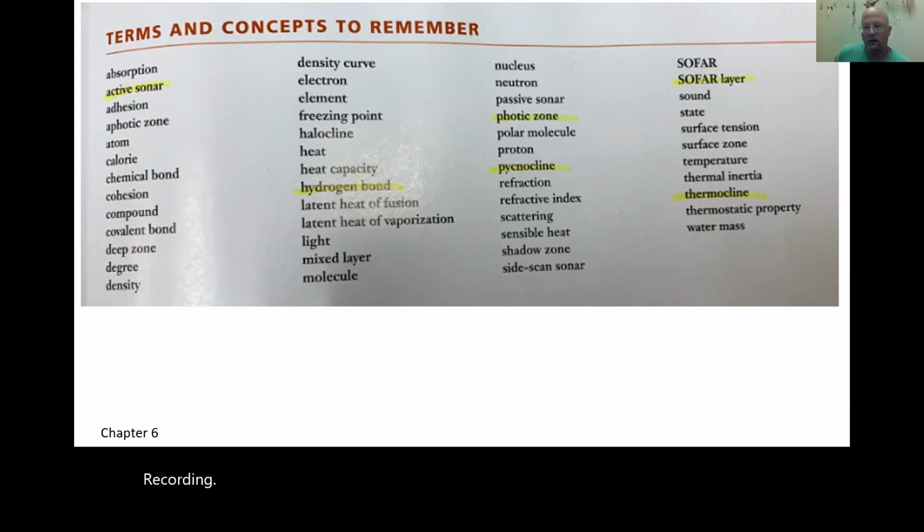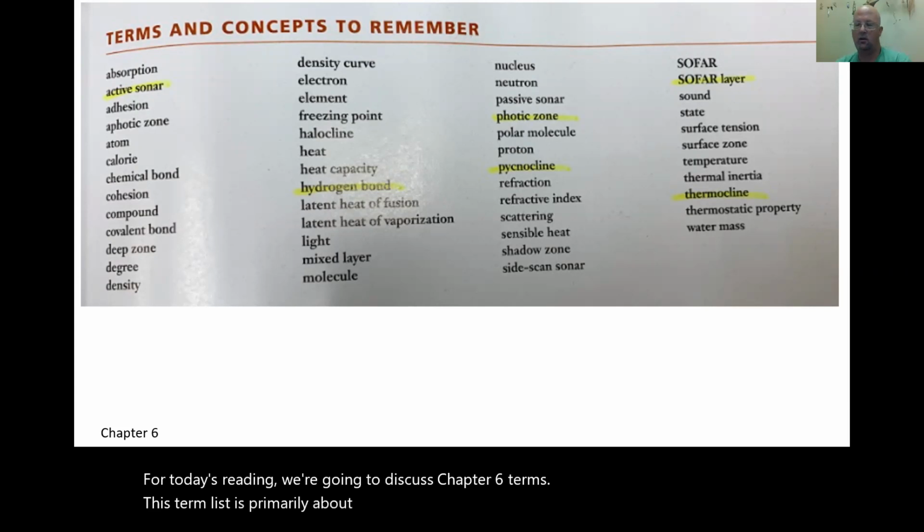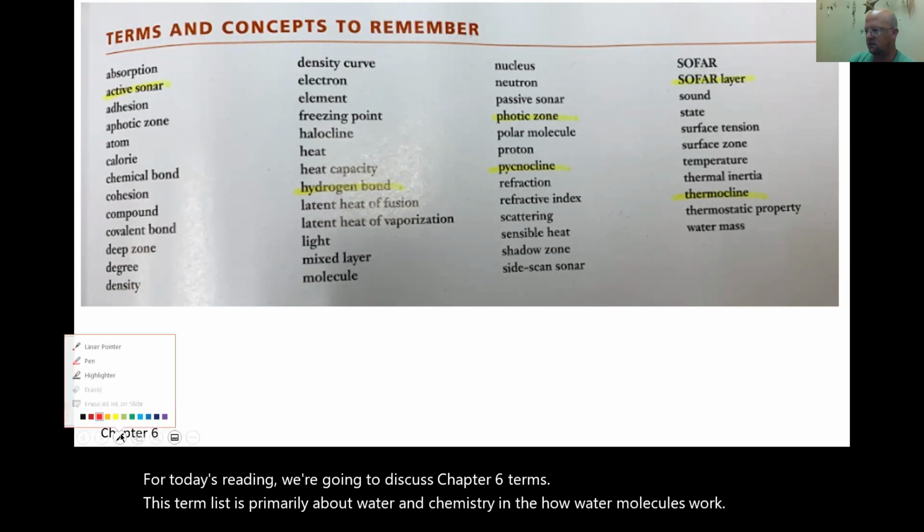For today's reading, we're going to discuss chapter 6 terms. This term list is primarily about water and chemistry and how water molecules work. So let's go through these.